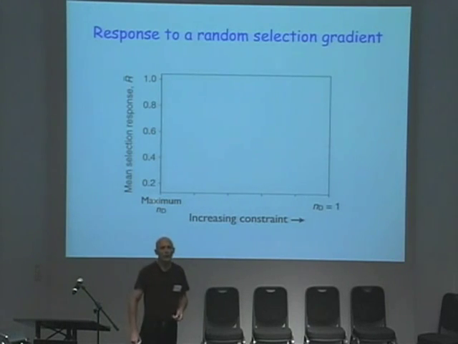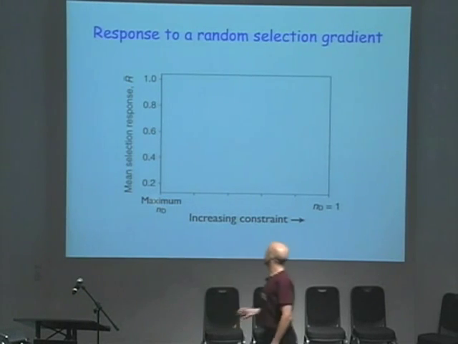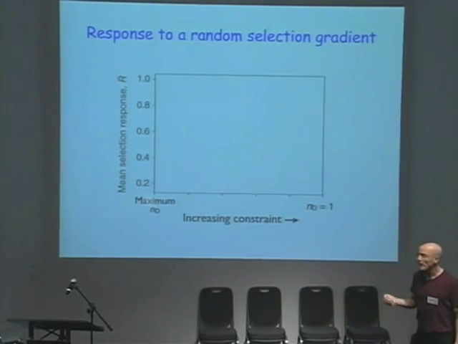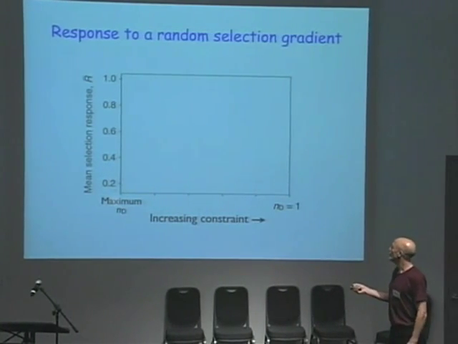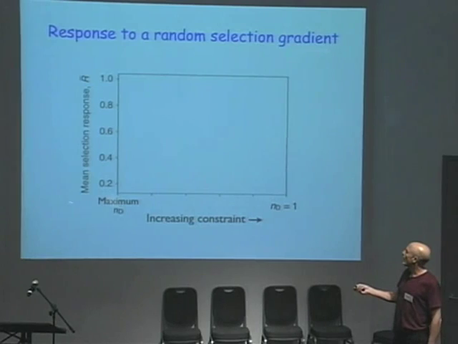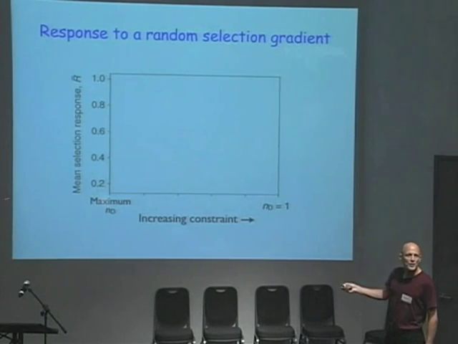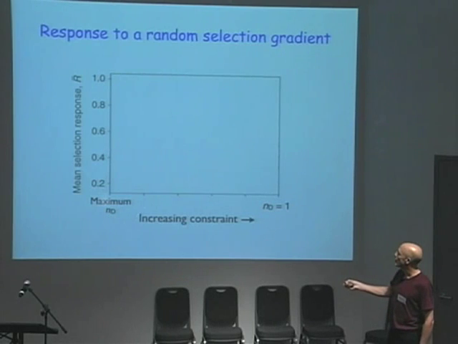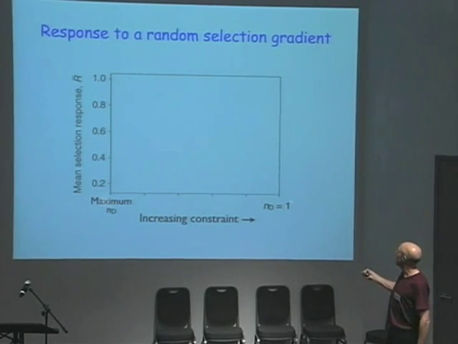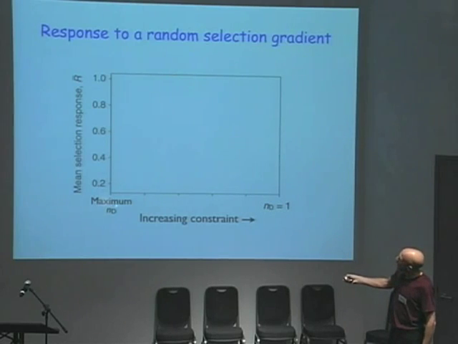What does that mean in terms of the response to selection? So one way we can look at that, at least in a theoretical way, is by doing the following. It's possible to calculate, if we put the effective number of dimensions on the horizontal axis going from its maximum, which is equal to the number of traits that are measured, down to the minimum. And on the vertical axis, we plot what the mean selection response is.